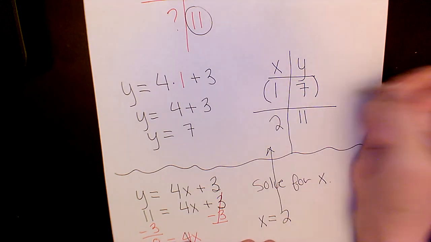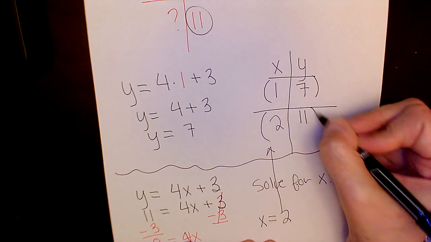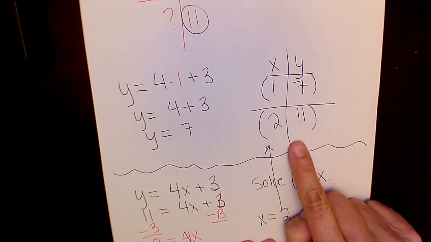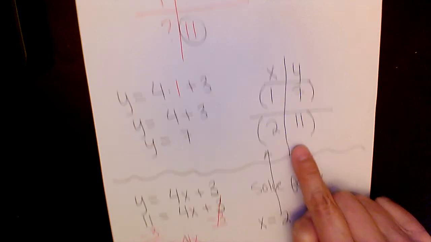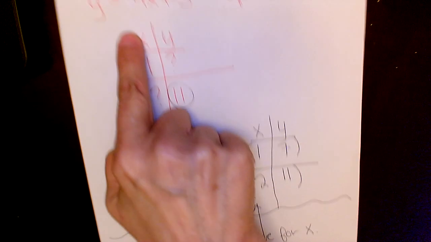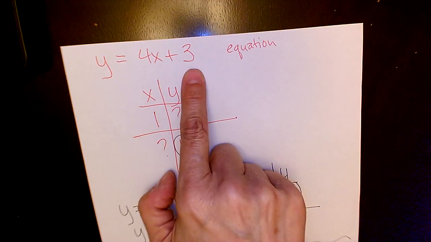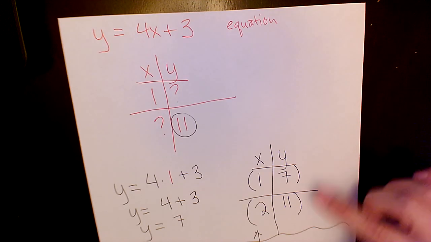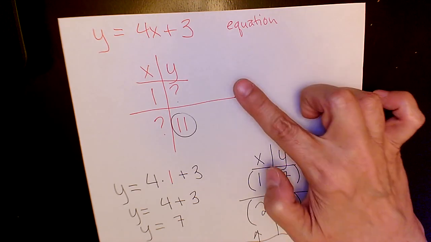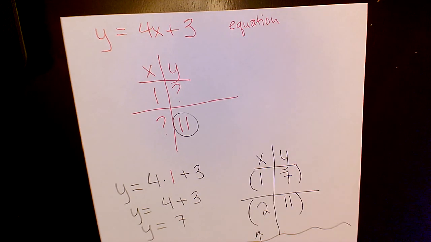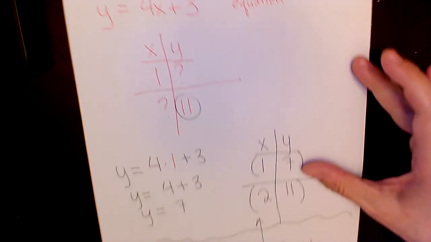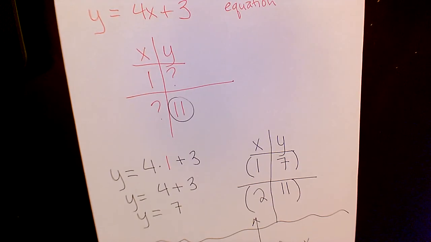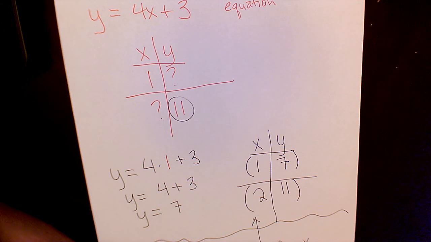So both of these points, 1, 7 and 2, 11, satisfy this equation, y equals 4x plus 3. So I think you're ready to do the homework. So try it, and if you have any problems or questions, let me know and I will help you out.